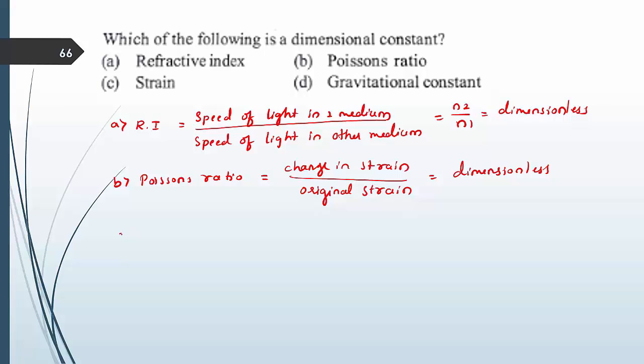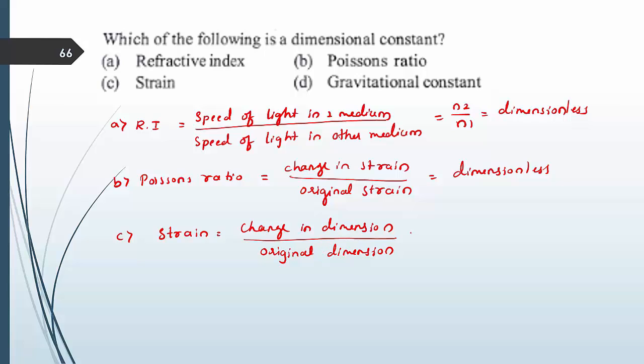Then come to the option C. C is what? A strain. Yes, what is a strain? Change in dimension to the original dimension. That means a change in length to the original length, change in area to the original area, change in volume to the original volume. Anyhow, change in dimension to the original dimension will get cancelled. Again, it is also dimensionless. These are not having any dimensions.